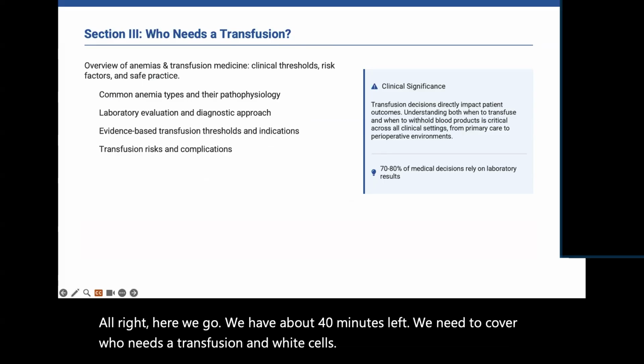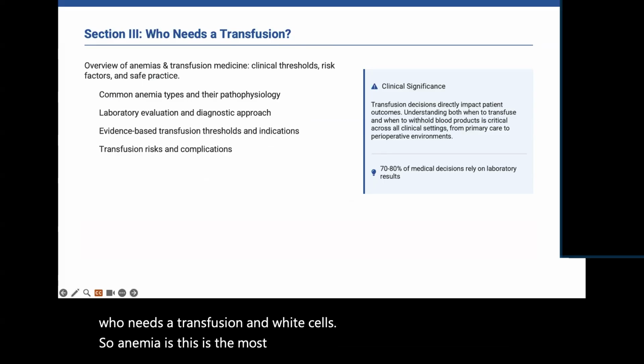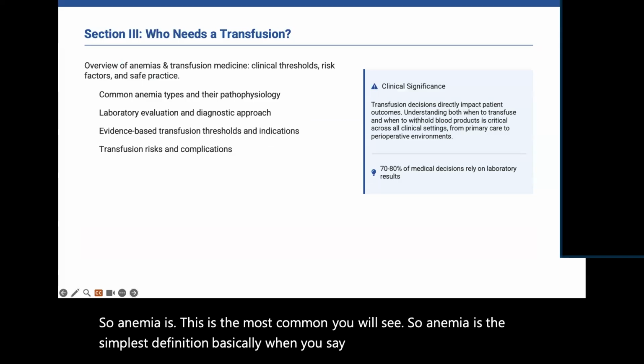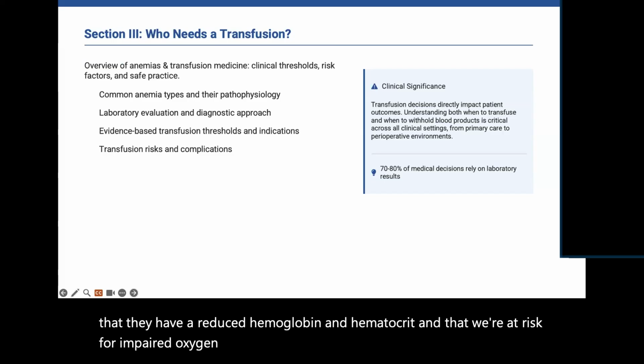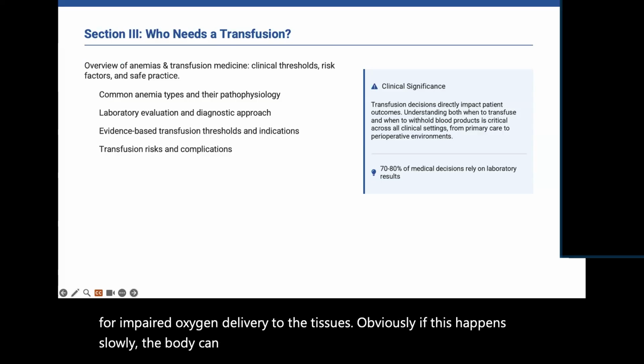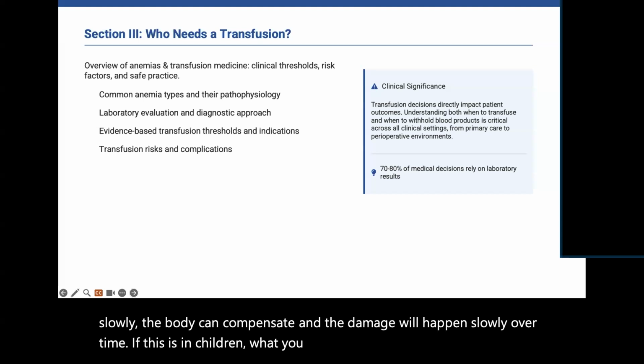So anemia is the most common you will see. Anemia, the simplest definition: basically, when you say somebody's anemic, this means that they have a reduced hemoglobin and hematocrit, and that we're at risk for impaired oxygen delivery to the tissues. Obviously, if this happens slowly, the body can compensate, and the damage will happen slowly over time.